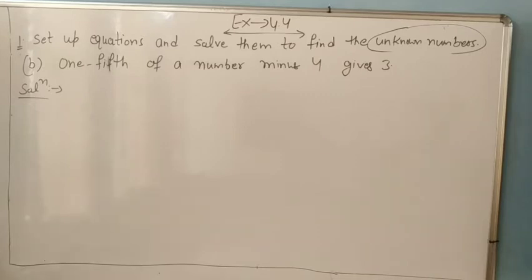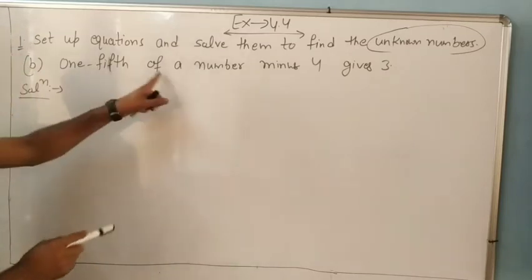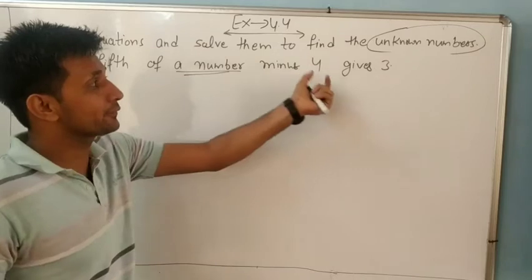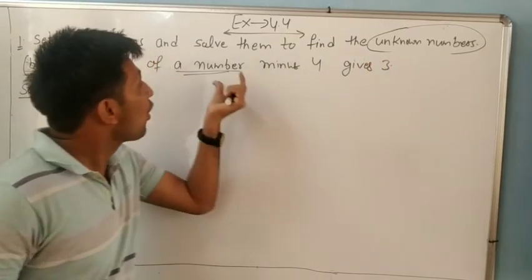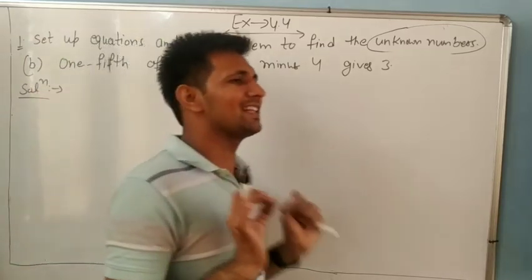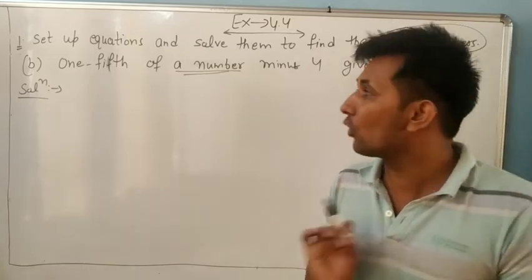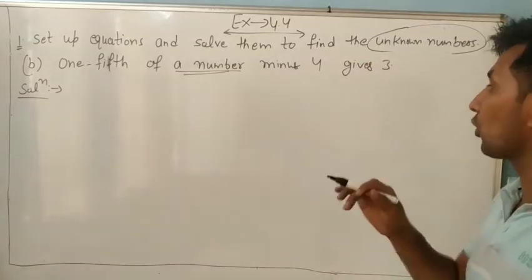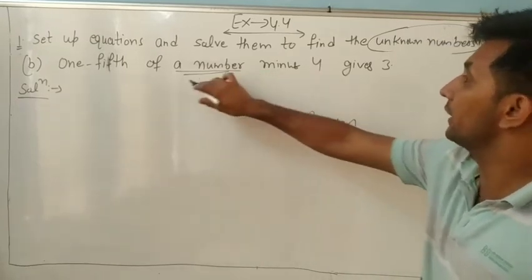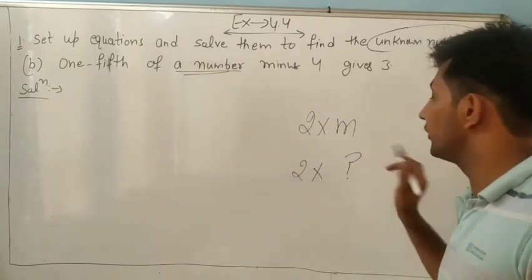Now dear, B part. What is given? 1/5 of a number, minus 4 gives 3. Do you know here any number? We don't know. The only difference in exercises 4.3, 4.2 and 4.4 is here. In exercise 4.2, 2 times of m is given, but here 2 times of a number is given. This number we don't know.